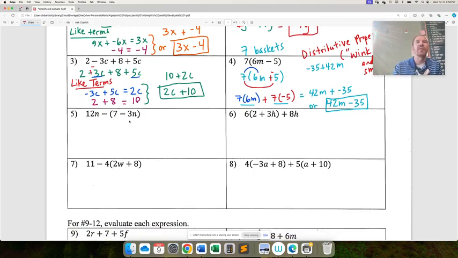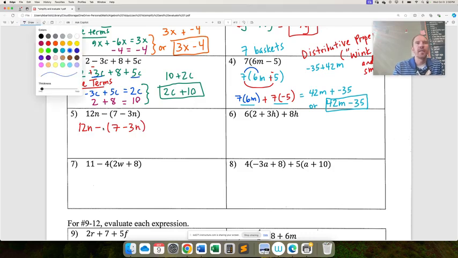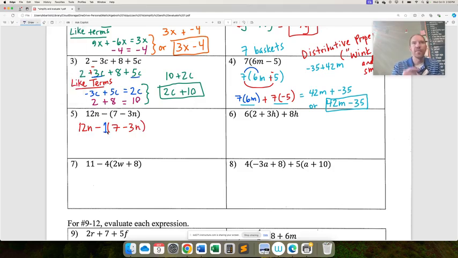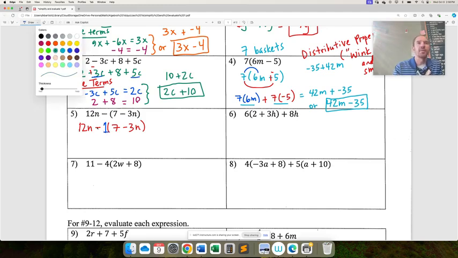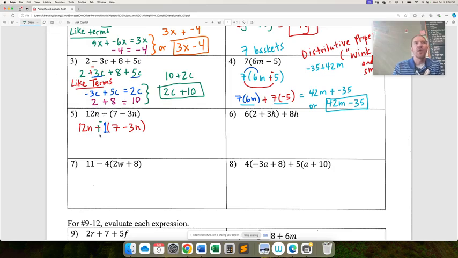Okay. All right, we got 4 questions left. 5 is a tricky one. Be very careful here. I'm going to rewrite it. I'm going to sneak in a 1 in front of the parentheses. So I'm going to sneak in a positive 1 right there. We know that we can always multiply with a positive 1. But then I'm also going to chop slash. So I'm going to say it's 12n plus negative 1 times the parentheses, and in the parentheses 7 plus negative 3n.